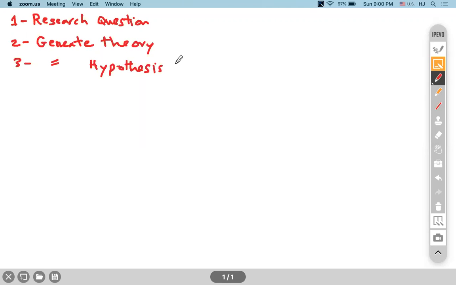For those hypotheses which we test, we have to define the null hypothesis as we explained before, and we also have to define the alternative hypothesis. When we generate the hypothesis, we also have to identify the variables. When we identify the variables, we have to specify which one of those variables is the independent variable and which one is the dependent variable. So this is what we do when we generate the hypothesis.